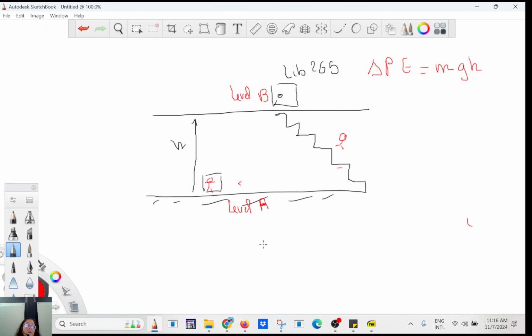So let me ask you something. If you go up the stairs and then you go down the stairs, what's going to be the change in potential energy? Zero. That's also another property of potential energy. If you go back to the same position, there is no change in potential energy. So if you have a spring, you stretch the spring, and then you come back to the initial position, there is no change in potential energy.